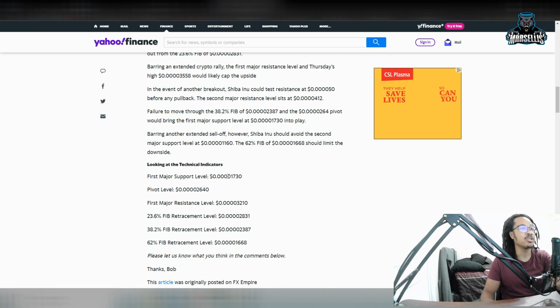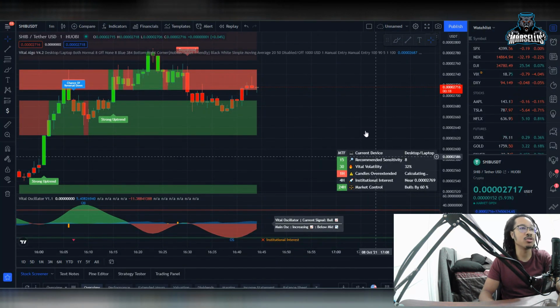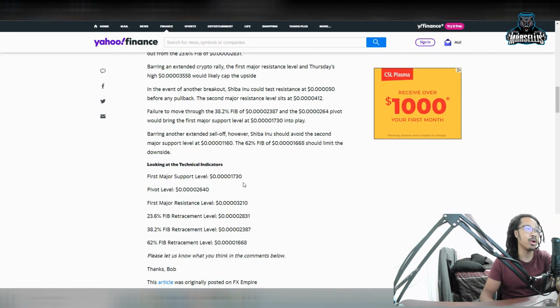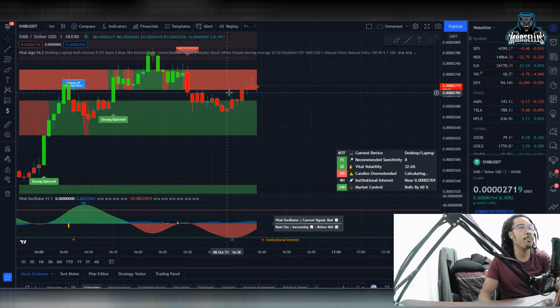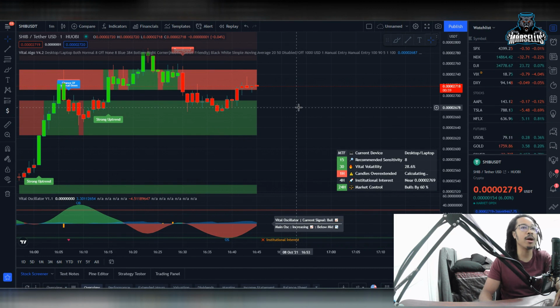But our first major support level being 1730, we don't have to worry about hitting because we're actually pretty bullish, and right now the bulls are taking control by 60%. The only thing that we really have to worry about is the 2640 pivot level, because if we go below that, we're going to head towards our support. And we have to worry about breaking this 3210 resistance. First, we got to pass the 2831 Fibonacci level, which we're actually about to break. We just got to keep getting some more buy orders in here.